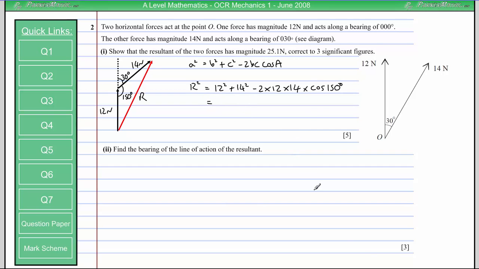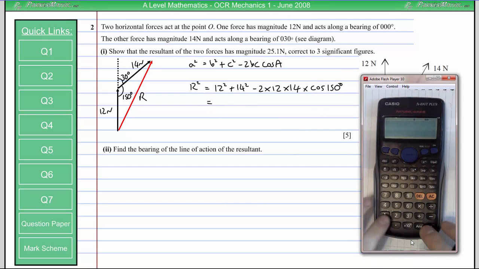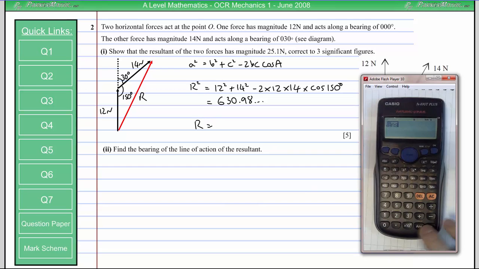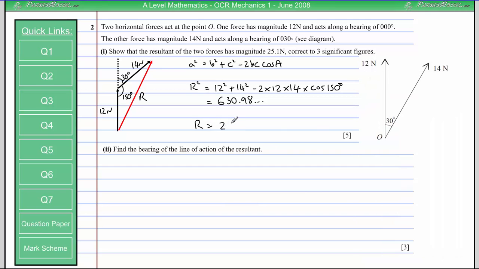So I'll put that into my calculator. I get 12 squared plus 14 squared minus 2 times 12 times 14 cosine 150, and I get 630.98. I need to find R, so all I've got to do is square root my answer, and I get 25.1 as I expected.